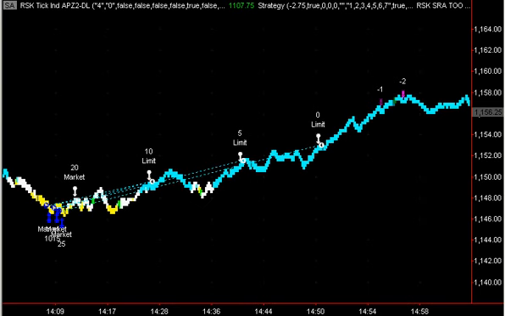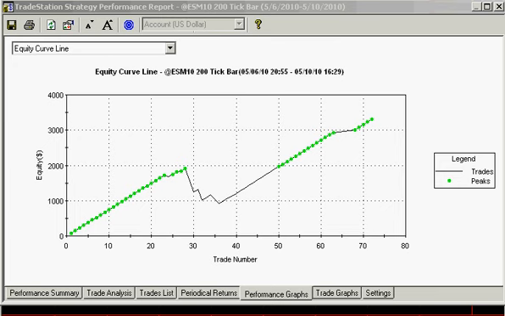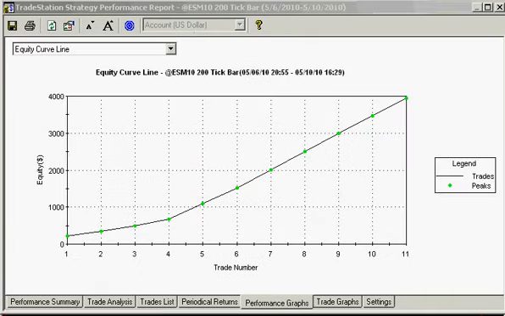And here is the strategy performance report off of chart number 1. Lots of trades taking place here. And here's the performance report off of chart number 4. Much fewer trades, much more predictable trades as well.